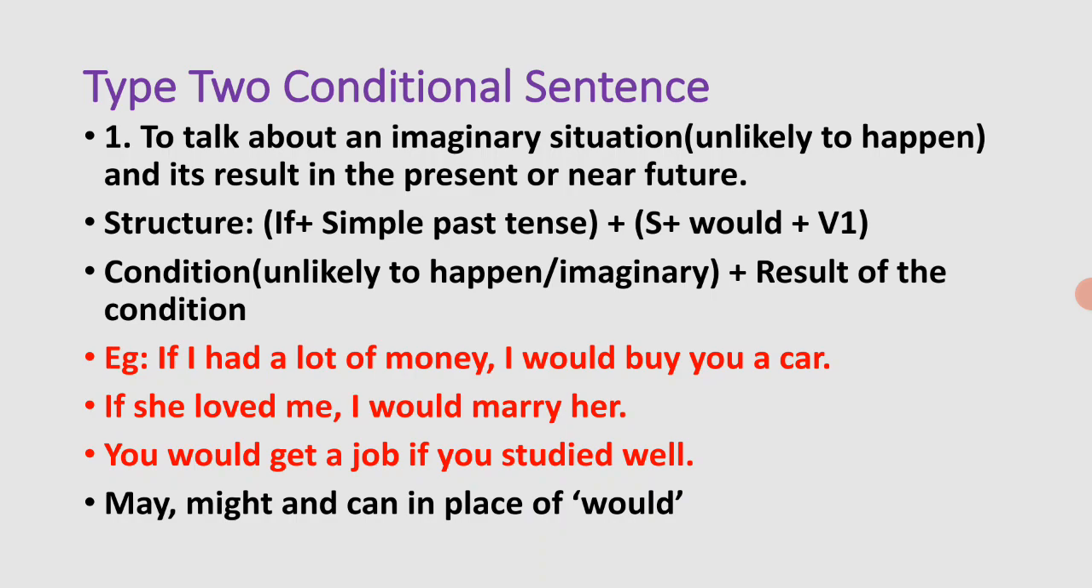And what is the condition? The condition is unlikely to happen or imaginary, and the second part of the sentence is the result of the condition. For example, if I had a lot of money, I would buy you a car. That is an imaginary situation that is unlikely to happen, but that is not impossible. It may happen in the future, but it is unlikely to happen.